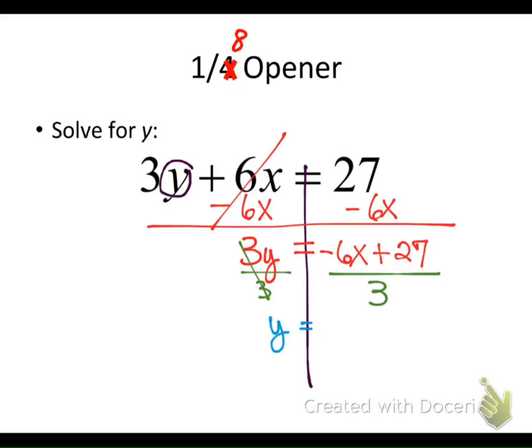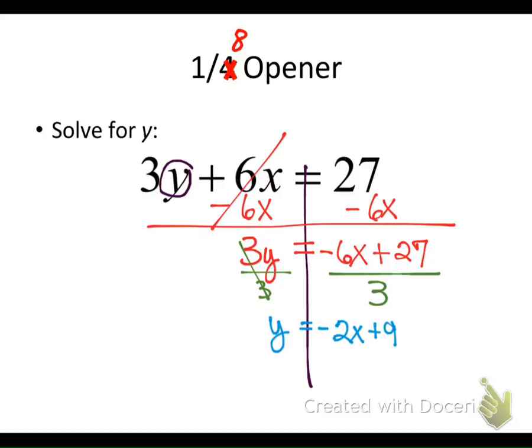Now on my right, you can only combine like terms when you add or subtract. That rule only applies when you add and subtract; they have to have the same terms. When you multiply or divide, remember, we can go ahead and combine them even if they don't have the same terms. So we're going to take negative 6x and divide it by 3. What's negative 6x divided by 3? Negative 2x. Then I'm going to take positive 27 divided by 3. What's positive 27 divided by 3? 9. Positive 9, right?